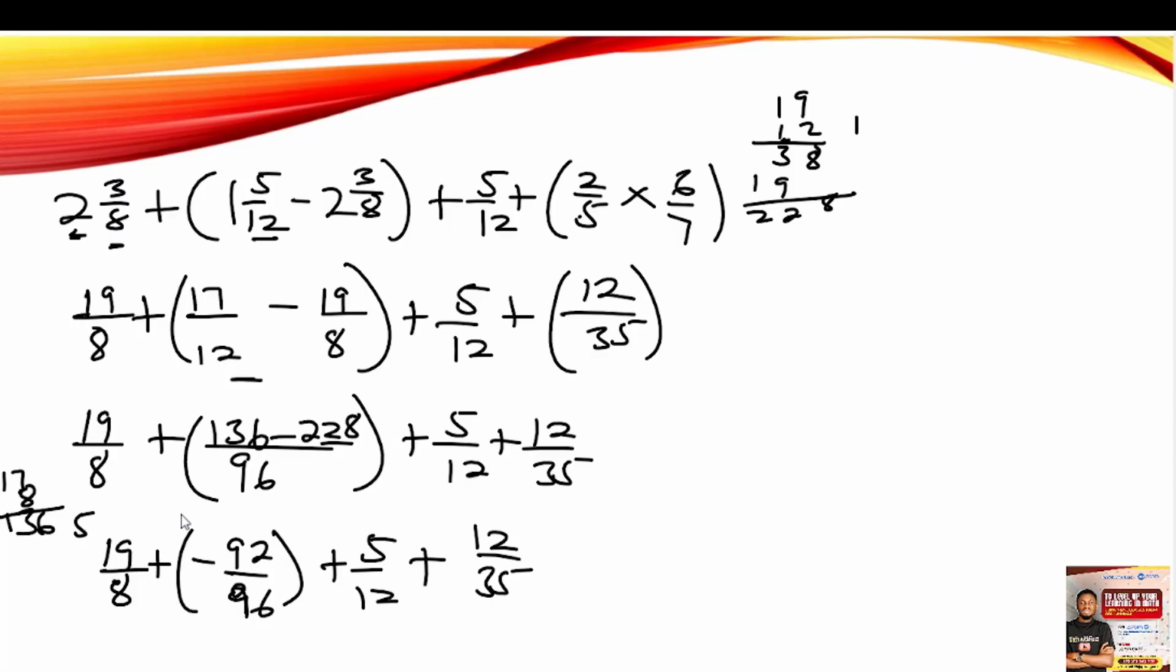Okay, so we have 19 on 8 minus 23 on 24 plus 5 on 12 plus 12 on 35. Now I'm continuing from here. And the next thing to do is, here we need to find the LCM of 8, 24, 12, and 35. So now let me continue from here.